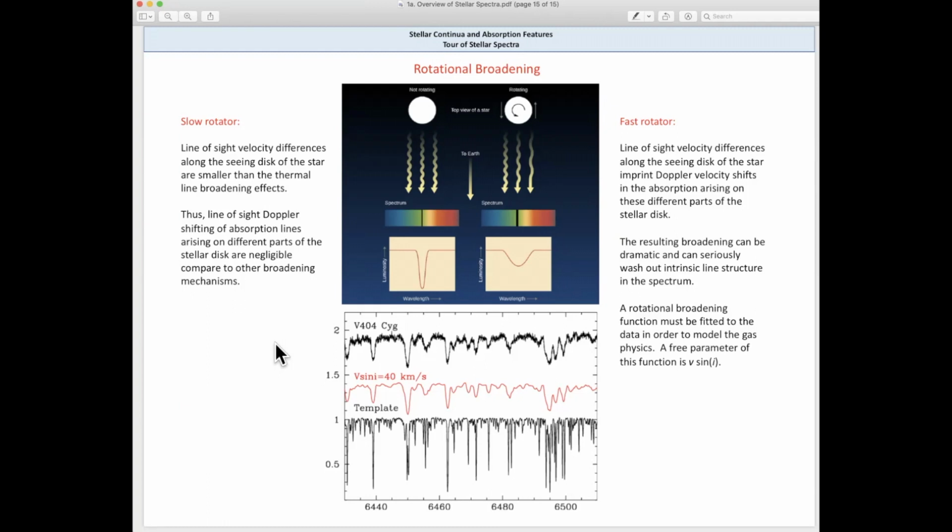Okay, so this is just an illustration saying that if you took the template and convolved it with the V sin i model of 40, you get the red spectrum. And then they're showing you an actual spectrum, which happens to mimic it. So I think for the illustration, they were trying to get 404 Cygni back.